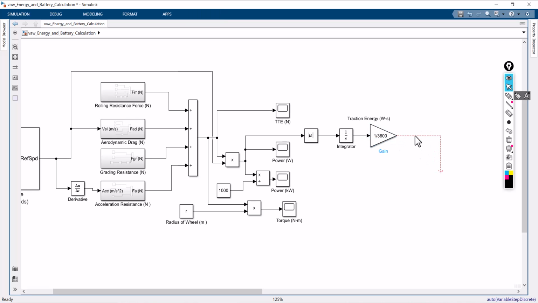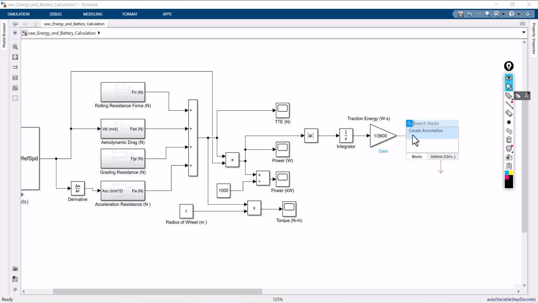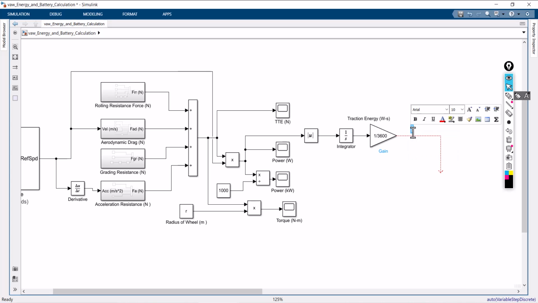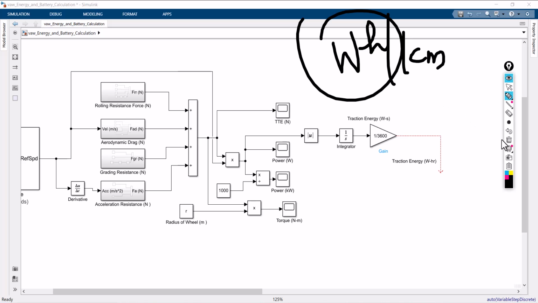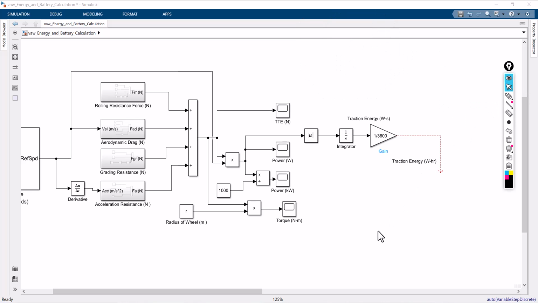So now the same tractive energy in watt hour is available at this stage. What I need is watt hour per kilometer. As of now, I have calculated watt hour. How to calculate kilometer?